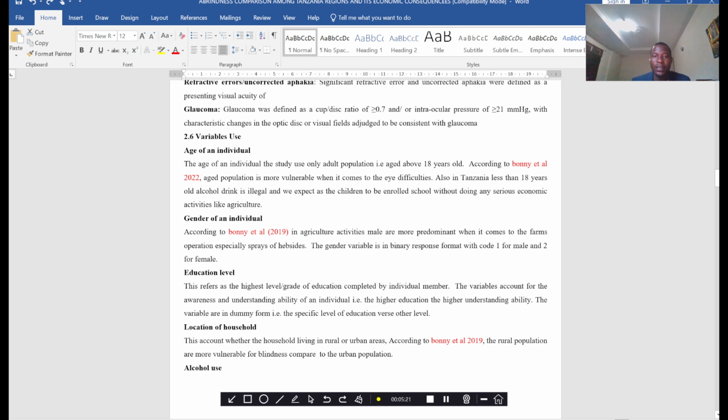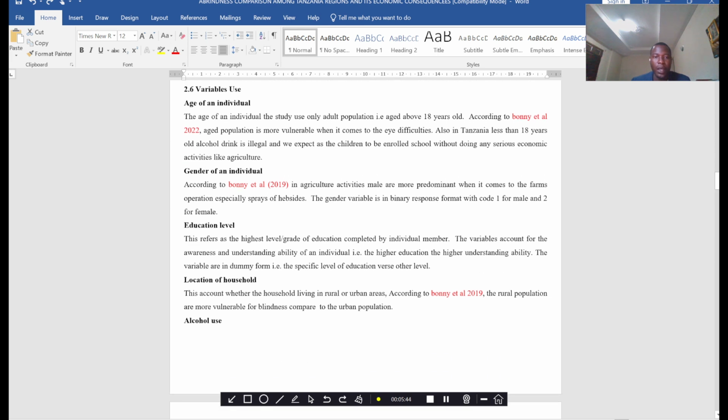Agricultural activities are more predominant when it comes to farm operations. So even gender is a sensitive variable, because most of the males are more active in agricultural practice, such as spraying herbicides and so forth. We have an education level.